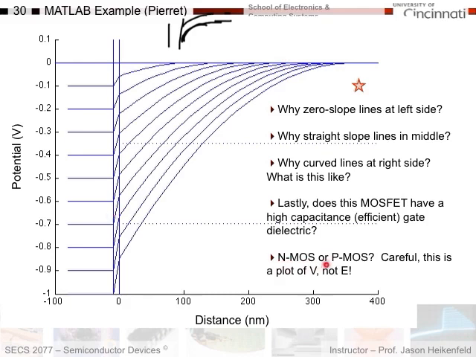Last question. Is this NMOS or PMOS? Remember, this is a plot of voltage, not electric field or band diagram energy. So I'm applying negative voltage to the gate. If I'm applying negative voltage to the gate, that means negative charge, meaning that on the opposite side of the dielectric, I'm generating positive charge. That would mean a P-type channel. This is a PMOS device.